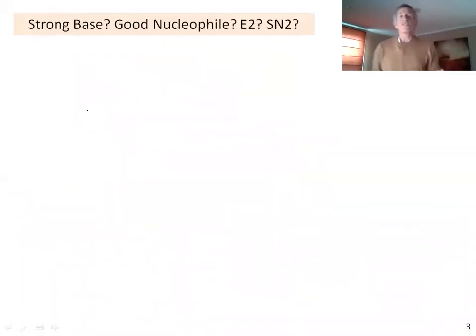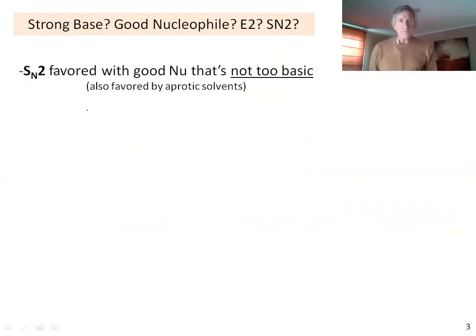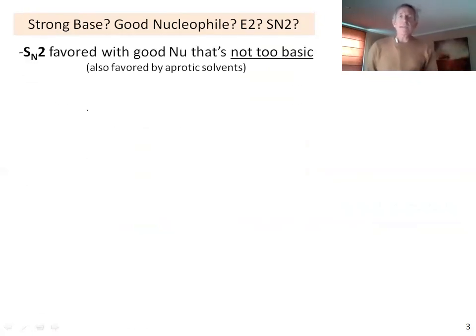So is it a strong base, good nucleophile, E2, SN2? How are you going to know? So hopefully this slide will give you that information. SN2 reactions are favored by good nucleophiles that are not very good bases. So they can't do elimination. Aprotic solvents, again, favor this SN2/E2 process. I thought I'd just throw that in there, but it's just a little thing.